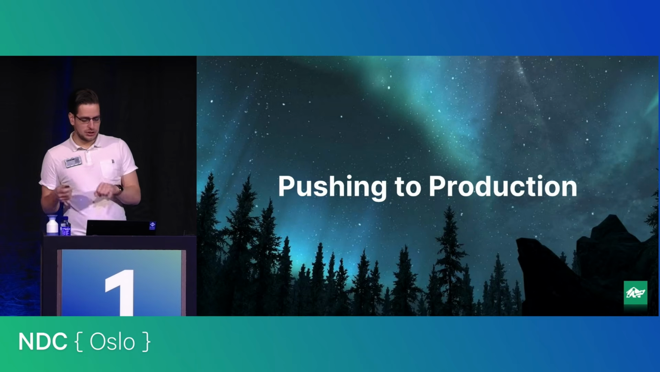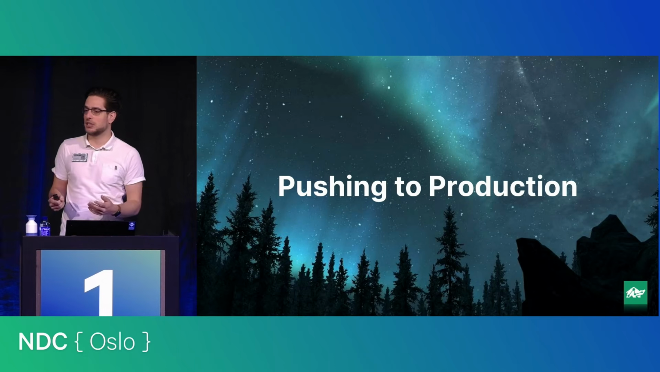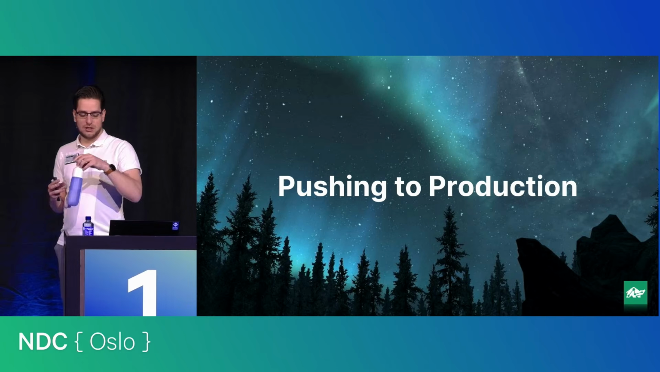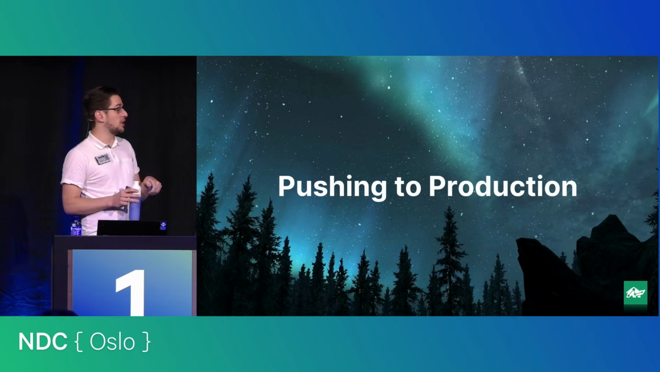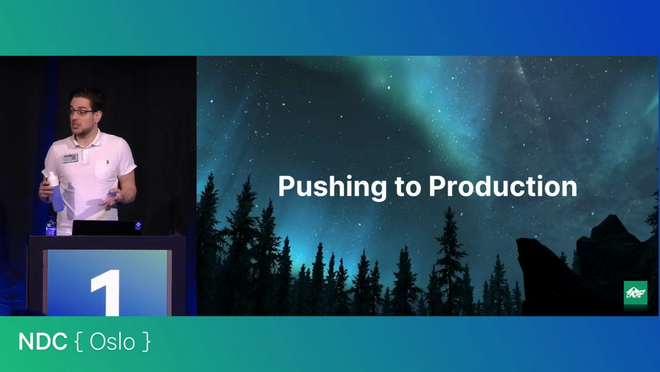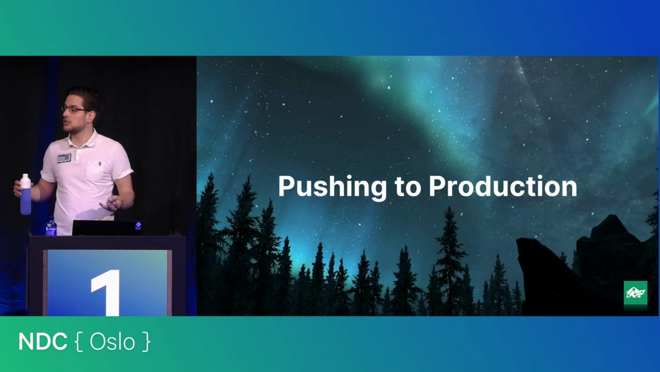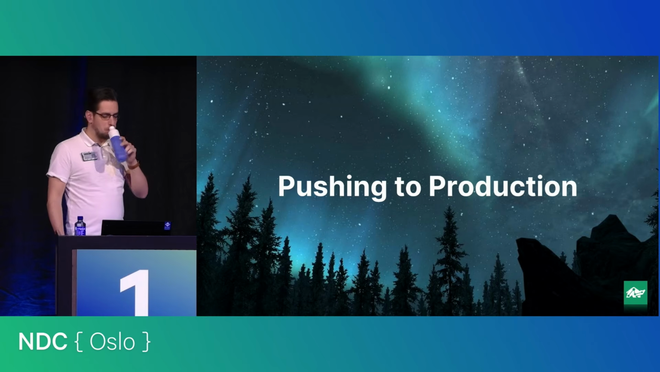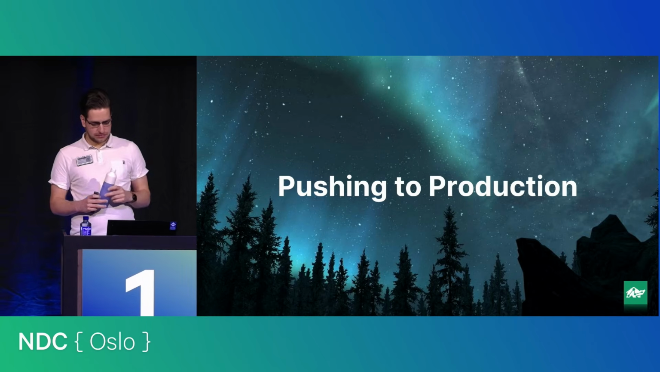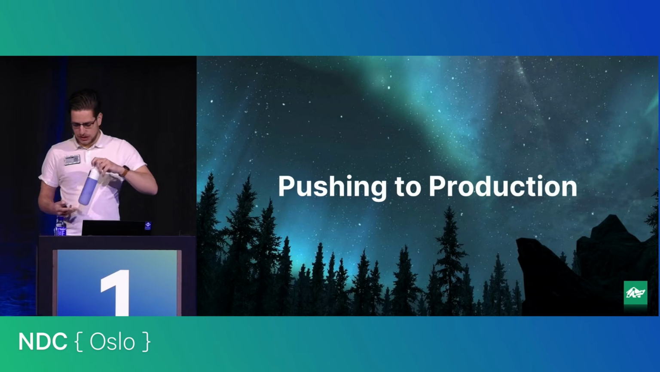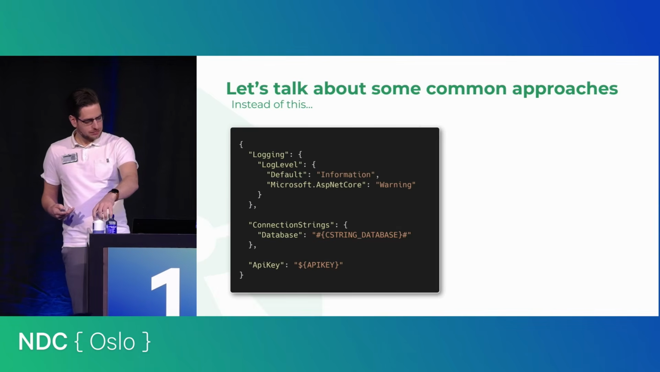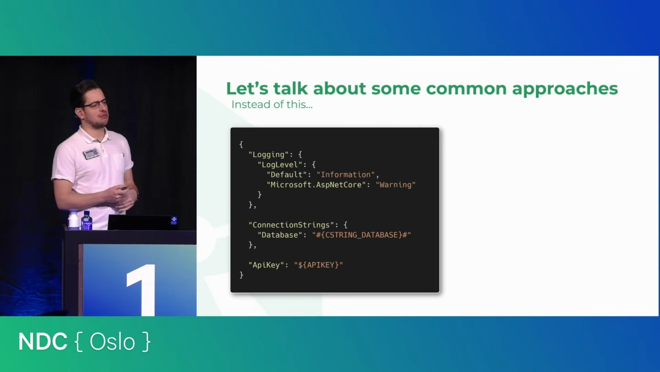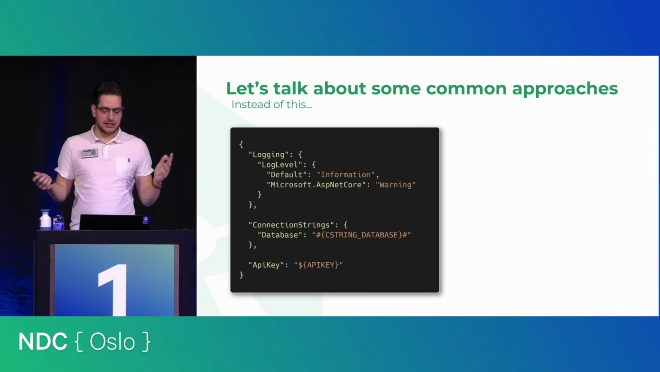All right. So it's time to push to production, right? We know configuration, we know the option system, we know to use user secrets, and now we need to go to production. Because the user secrets provider does not work in production, we need to look for different approaches. So what are some common approaches? I'm curious, when I explain this, let's do a little raise of hand and see who uses this or has seen this in the wild.